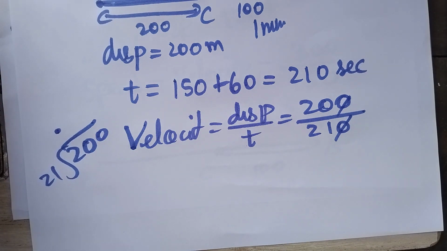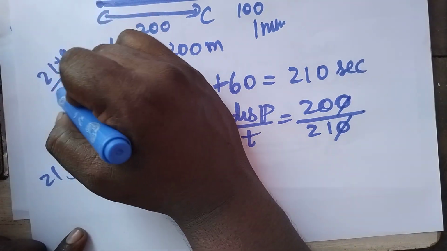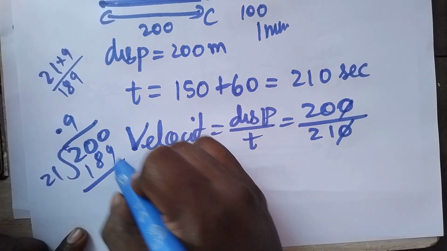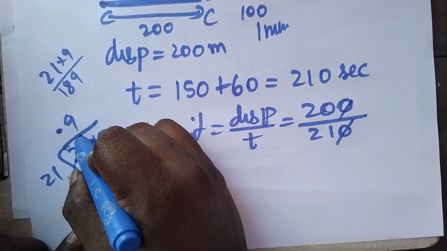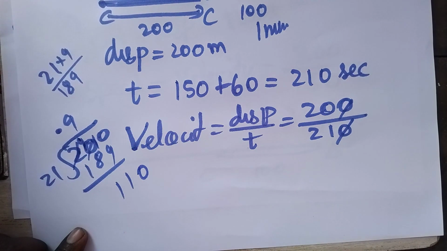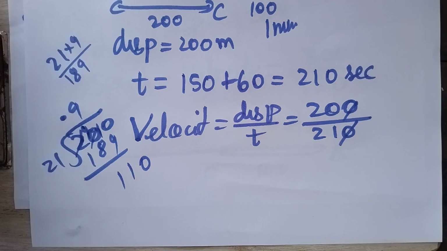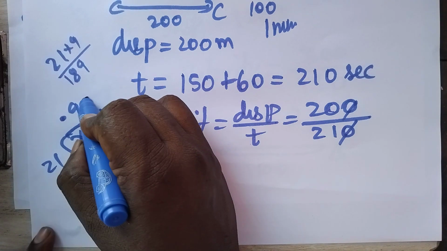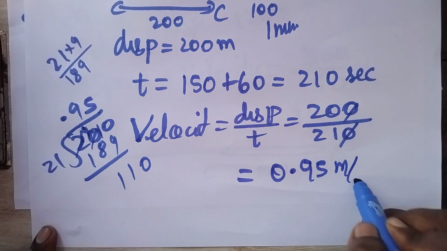So how many times will we get? 9 times approximately. 21 into 9, so 9, 18, 189. So 9 times. Here it's going to be 1, then 9, 1, 0. What about the next term? Approximately 4 to 5 times. So 0.95 meters per second as the velocity.